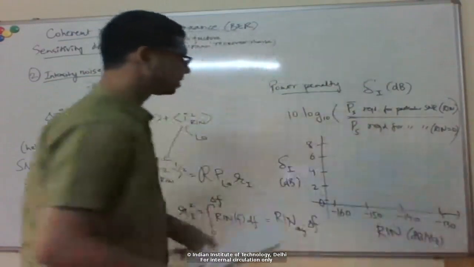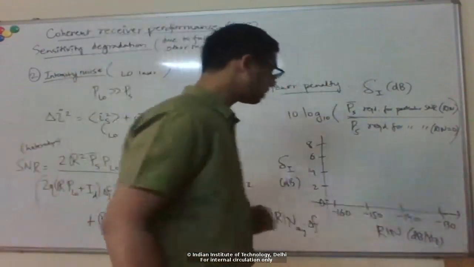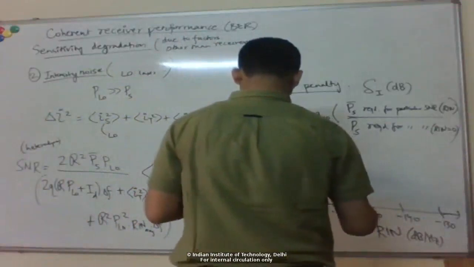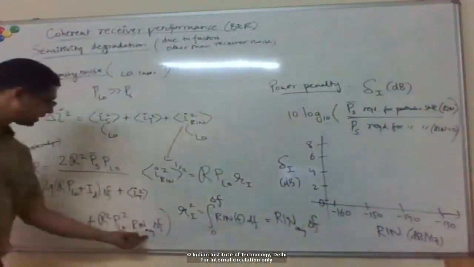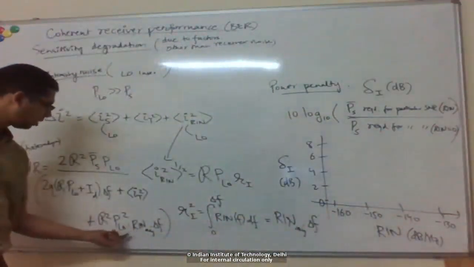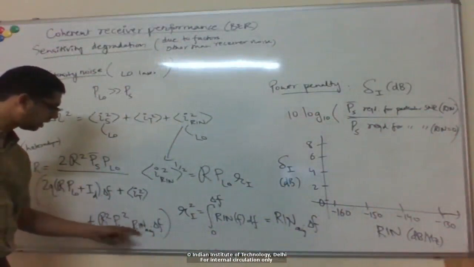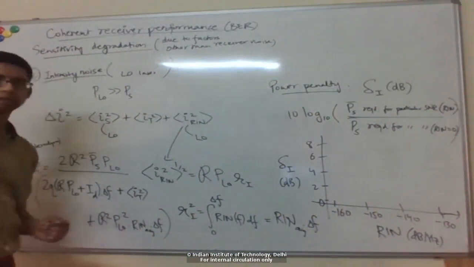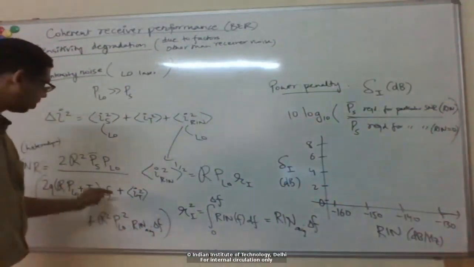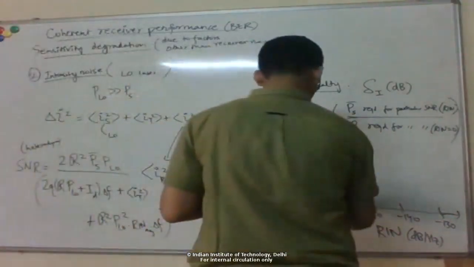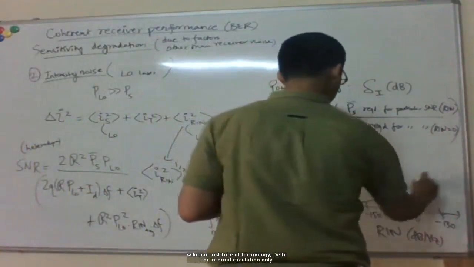We'll take the typical range of the RIN from minus 160 to minus 130. So we get different curves. The effect of the RIN, you can see, is the least when the local oscillator power used is small, right? If we use a smaller local oscillator power, then the effect of the RIN is small because it's multiplied by P_LO squared. As we increase the local oscillator power, the effect of the RIN increases. Okay? So we get a curve like that.